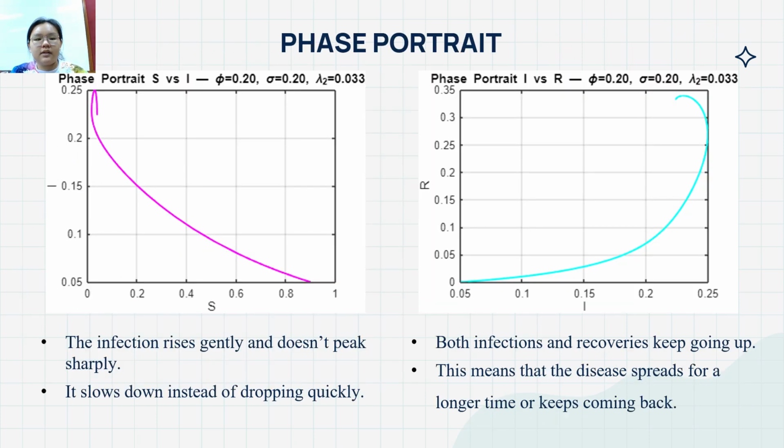So now let's look at the phase portrait. The infection curve here is gentle and prolonged, where there is no sharp peak. The infection doesn't drop quickly, and the loop continues, suggesting recurring outbreaks. This shows us that even strong interventions fail if the tools are weak.